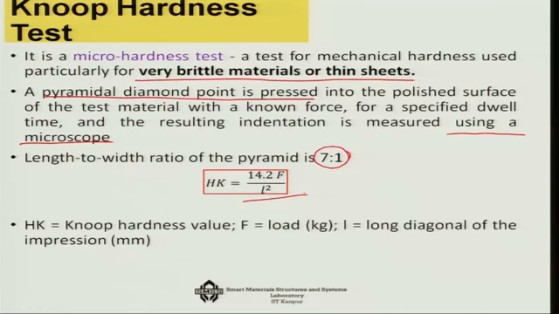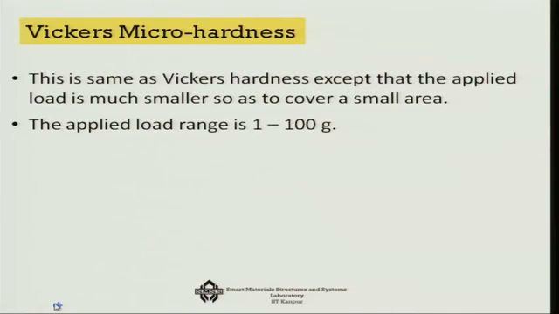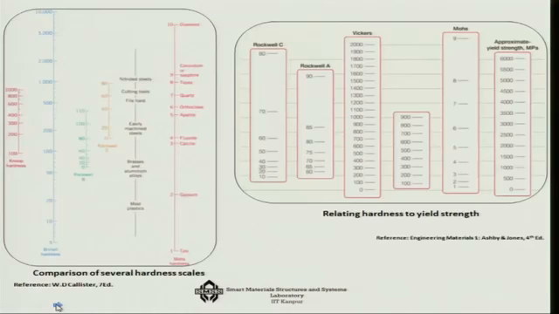As you can see here, the load used, F, is in kg, and that load is substantially smaller in comparison to the macro hardness tests. The other one is the Vickers micro hardness test. Here also you can see that the load range is like 1 to 100 grams. That is the kind of thing we are talking about when we talk about micro hardness tests.